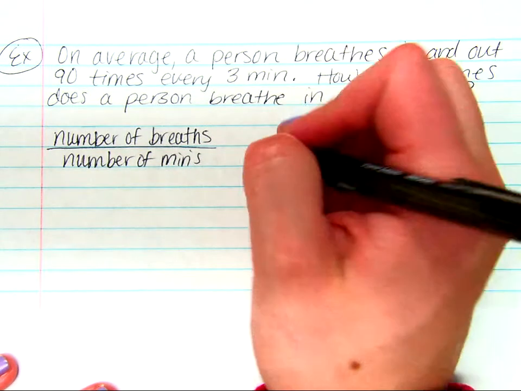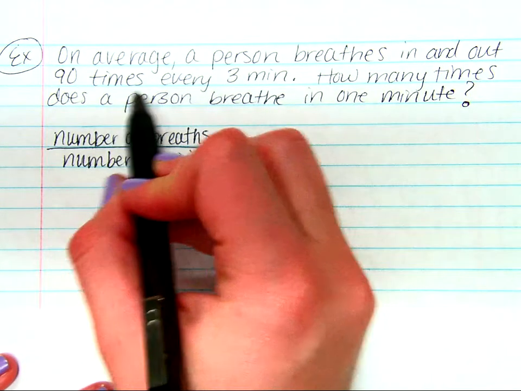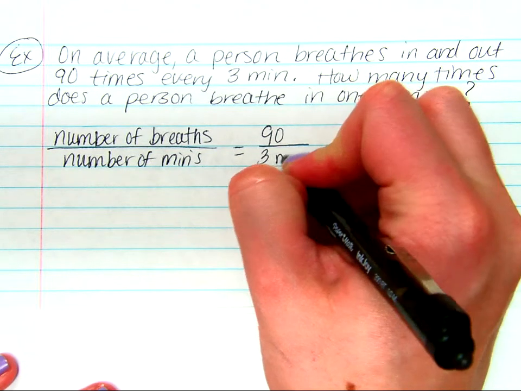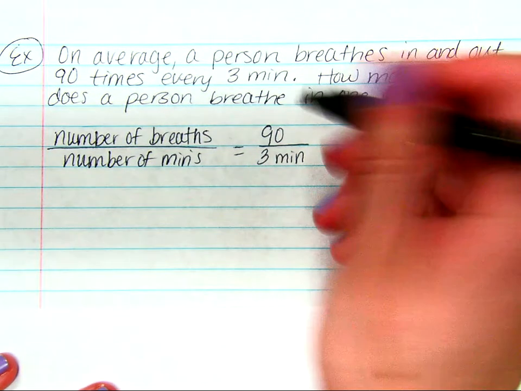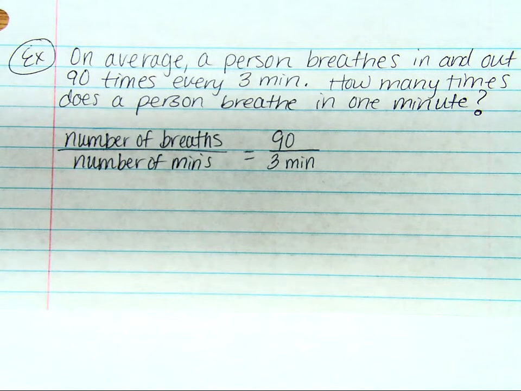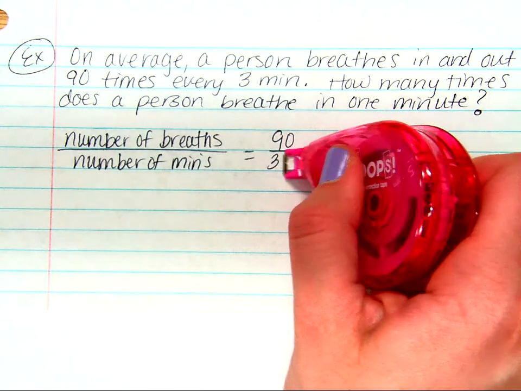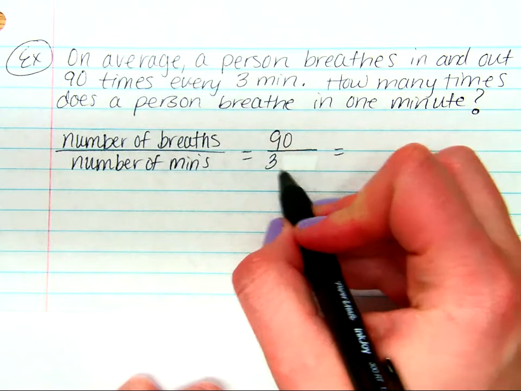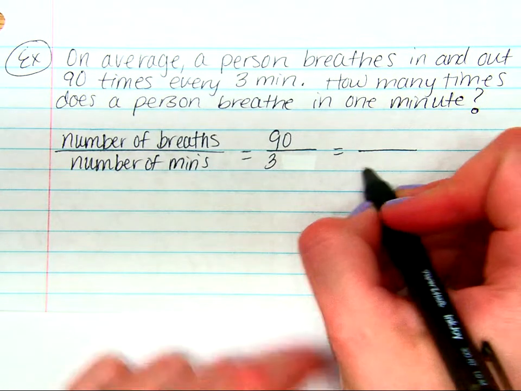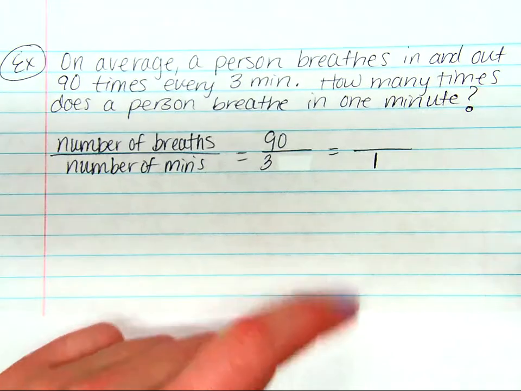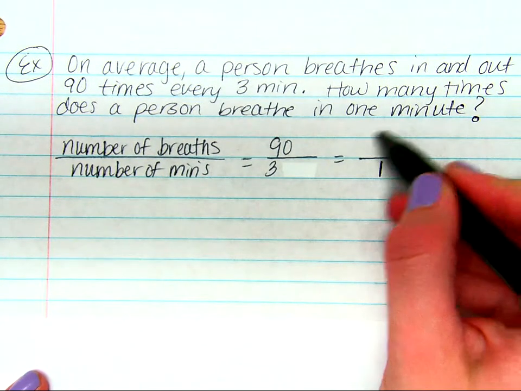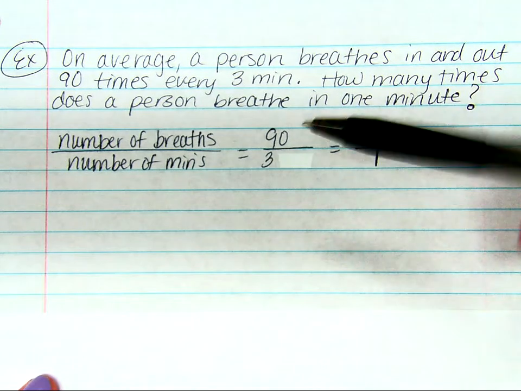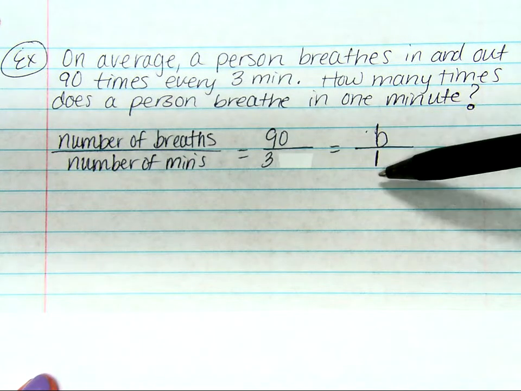Well, they tell me that a person can breathe 90 times per 3 minutes. So 90 breaths. I don't even really need to put the minutes actually, since I already included it in there. Okay, so 90 over 3, and I'm looking for, since the bottom part is minutes, how many breaths somebody takes in 1 minute. So I'm looking for this value right here. This is what I don't know, so I'll put B for breaths. 90 breaths per 3 minutes, how many breaths per 1 minute?